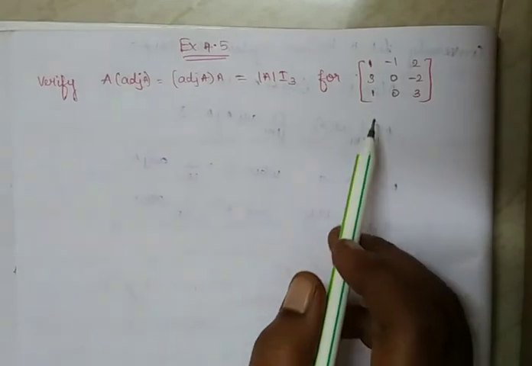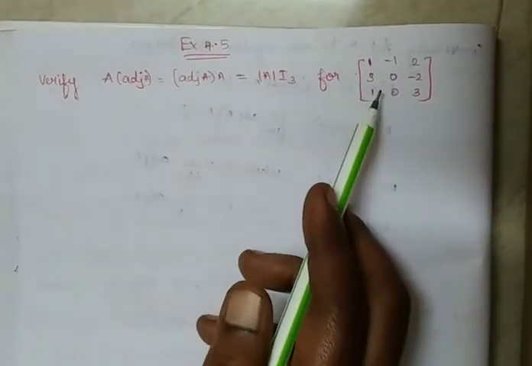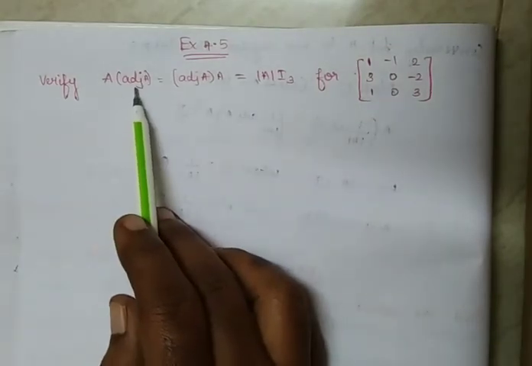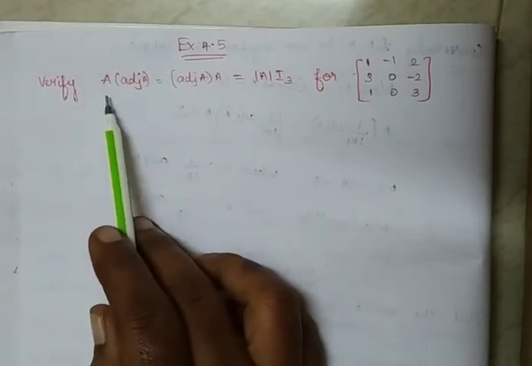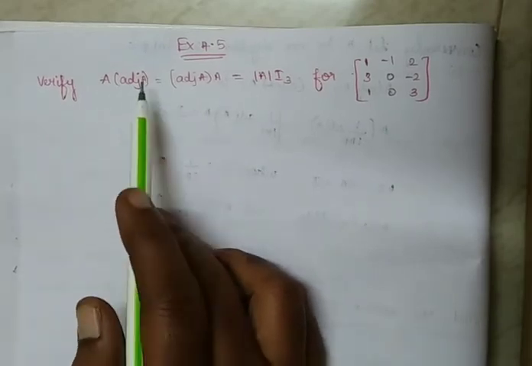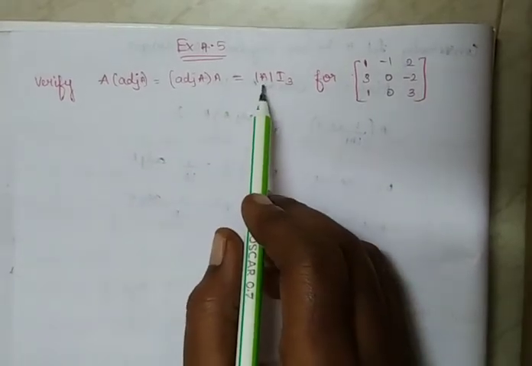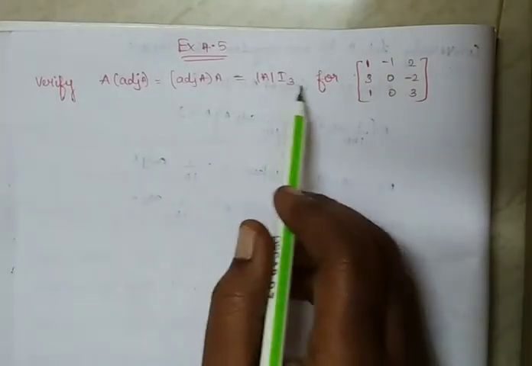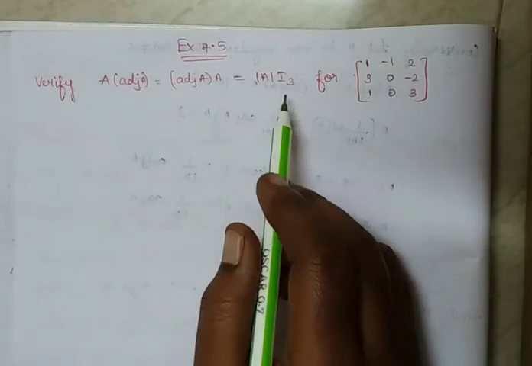For that, first let us take this matrix. Call that matrix A. Then adjoint A we have to find. So multiplication of a 3 by 3 matrix into another 3 by 3 matrix should be equal to the determinant of A, that is the given matrix, into the identity matrix. So let us find the determinant here.